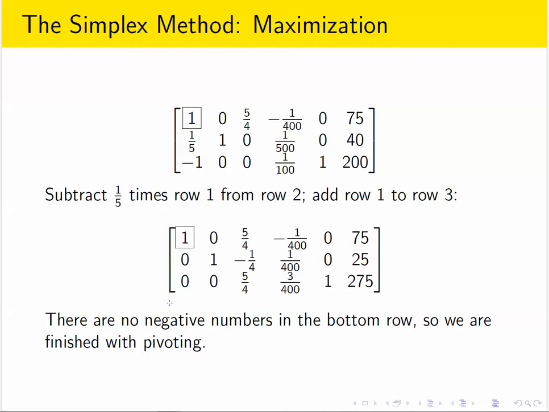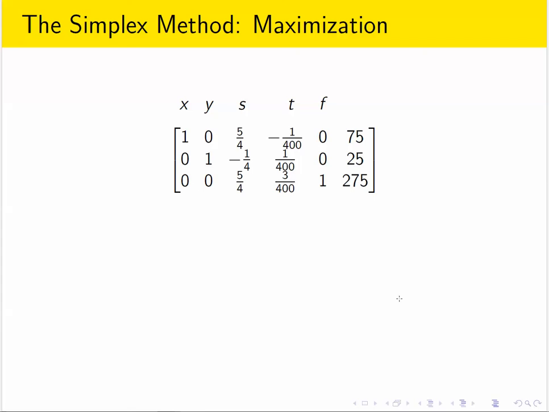Now there are no negative numbers left in the bottom row, which means we're completely finished pivoting this matrix, and all we have to do is evaluate the meaning of this matrix. So we can make that a little bit easier for ourselves by adding labels to the columns to remind us what variables each column corresponds to.